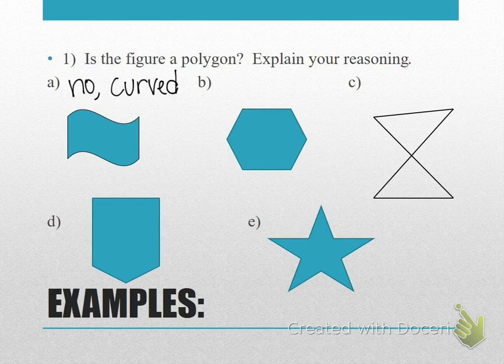Letter B, do we think that's a polygon? Yes, it is. It doesn't break any of the rules. So it's got all sides that are just segments connecting at vertices. That one is definitely a polygon. What type of polygon is letter B? A hexagon. Very good. We might as well practice naming them while we're here.